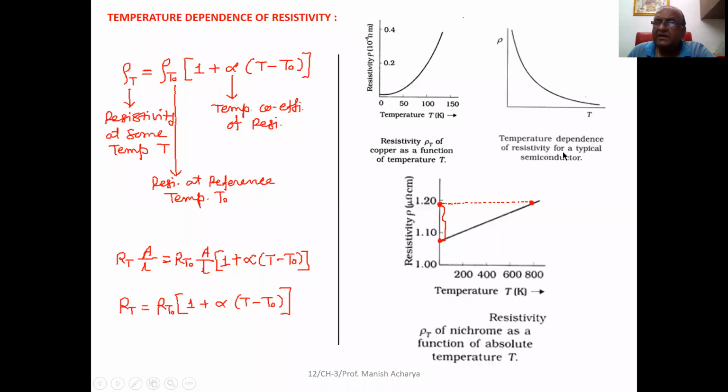Then for semiconductors, the graph of resistivity versus temperature represents this thing. For a semiconductor, as the temperature increases, resistivity decreases. Or in other words, for semiconductors, with an increase in temperature, the conductivity increases. And why this happens, we will discuss in detail in chapter number 14. Clear?